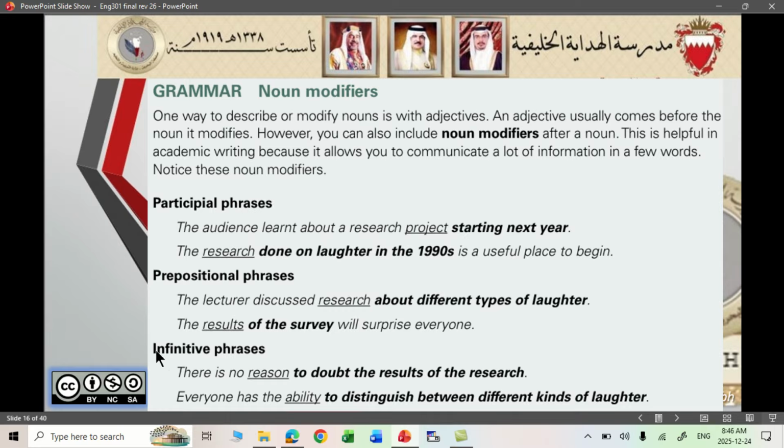We also have the infinitive phrases. Infinitive phrases are those that are made by using to and the verb. An example would be, there is no reason to doubt the results of the research. To doubt here is the infinitive phrase. Or everyone has the ability to distinguish between different kinds of laughter. To distinguish again is the infinitive phrase, to plus the infinitive.